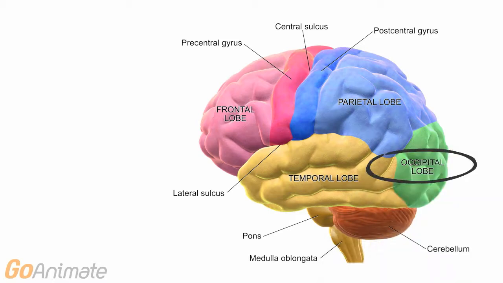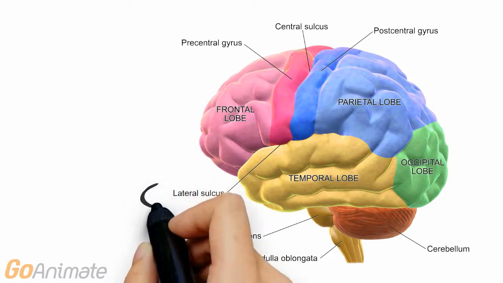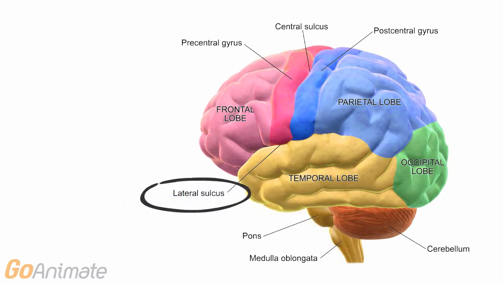The occipital lobe is in the back of the cerebrum and processes visual information. The temporal lobe processes auditory information. The lateral sulcus divides the temporal lobe from the other areas.